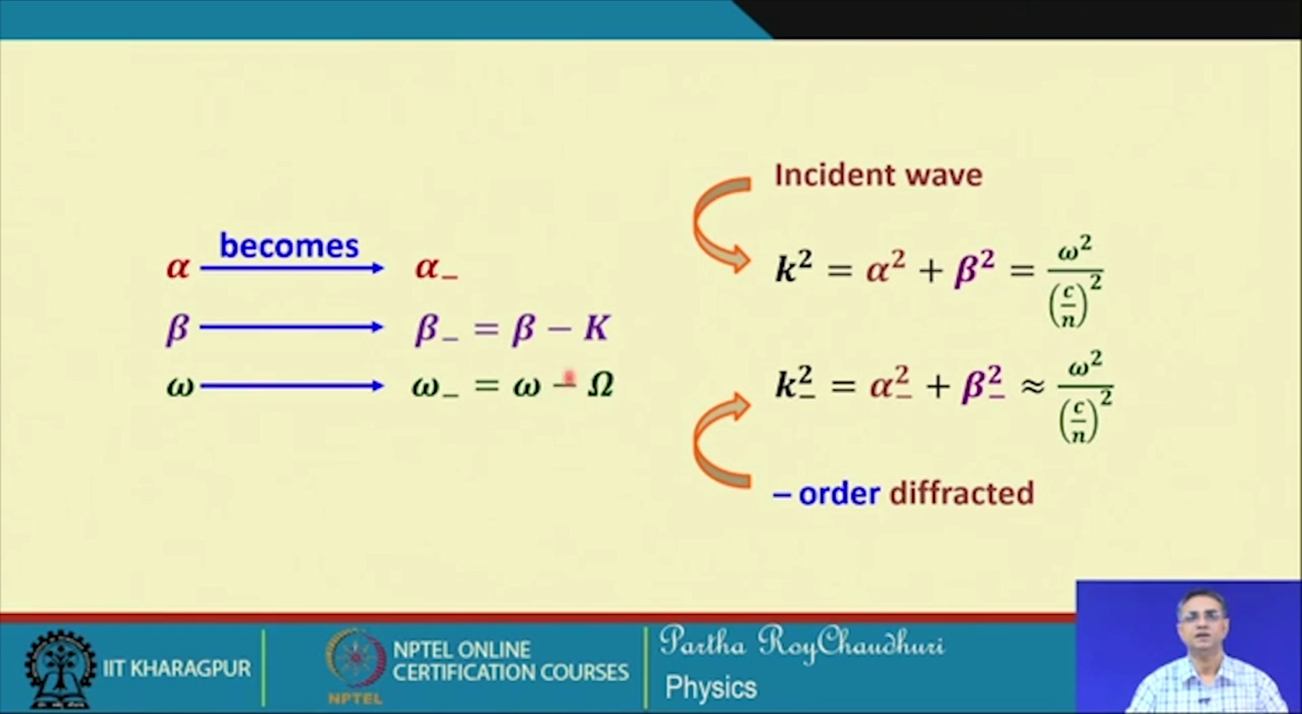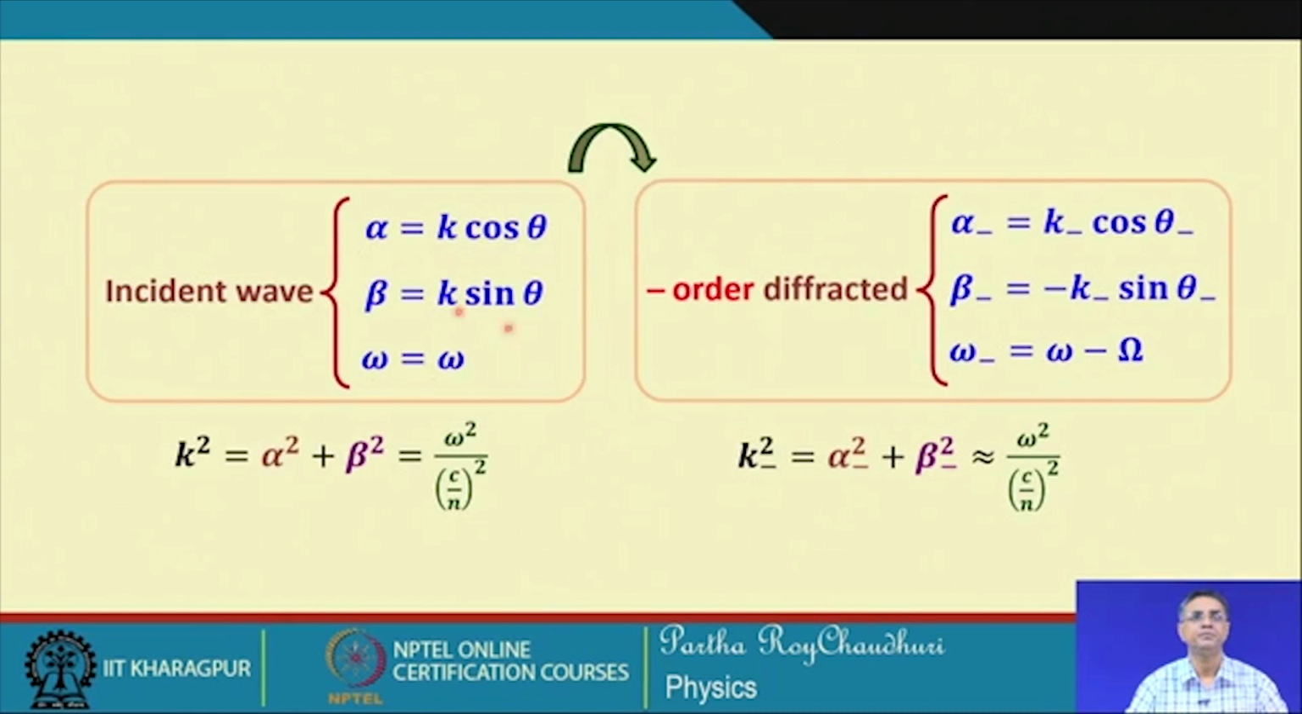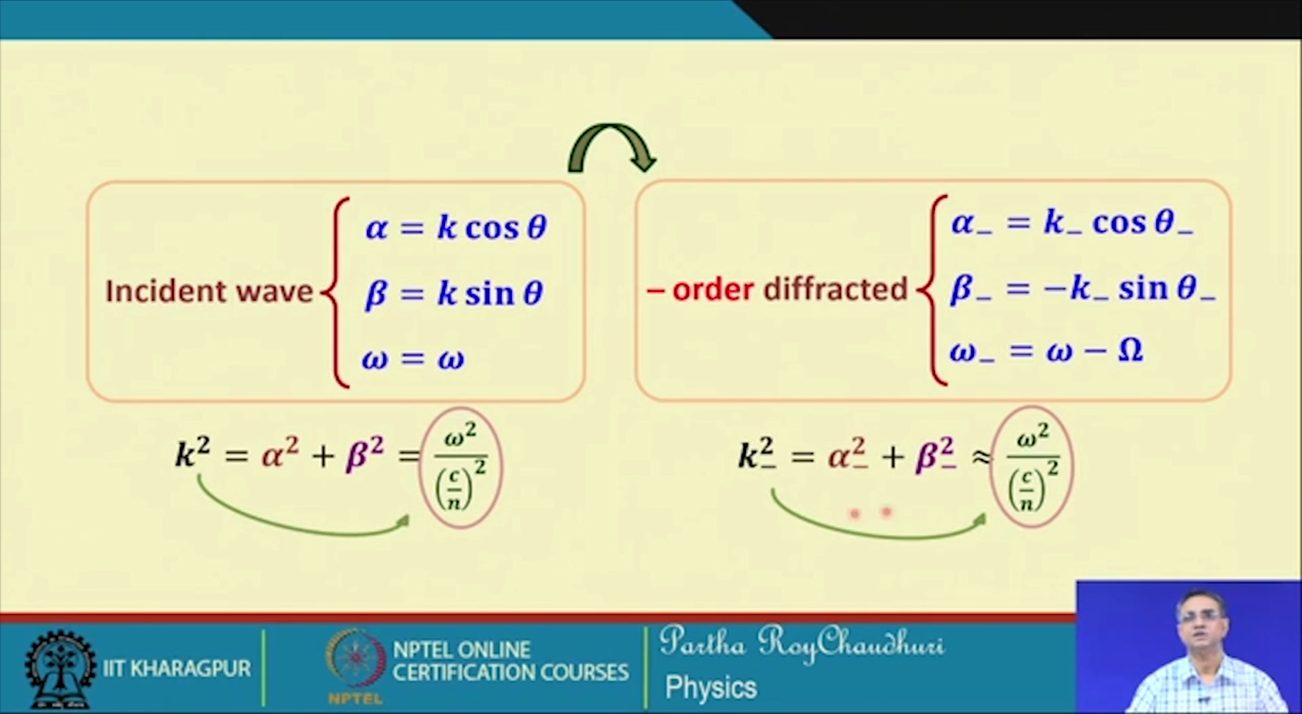We will see this is equal to the Doppler shift, and it is once again the same because this ω₋ and ω are approximately the same. These two frequencies are widely different in magnitude. So, we have this for the incident wave and this for the minus order diffracted wave, and this shows that k² equal to ω² by the velocity squared. Here also ω² by this velocity squared, they are approximately the same, they are the same.